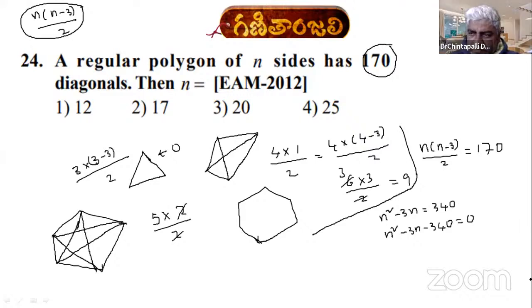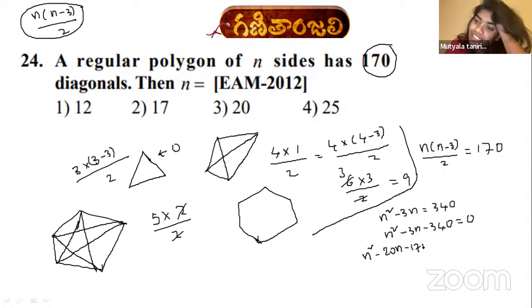That means n square minus 20n plus 17n minus 340 is equal to 0. Sir, if factorization is not possible, you can use the formula. There is a formula for it: the quadratic formula, minus b plus or minus the square root of b square minus 4ac by 2a. So here factorization is possible. That's why we need not use the formula.